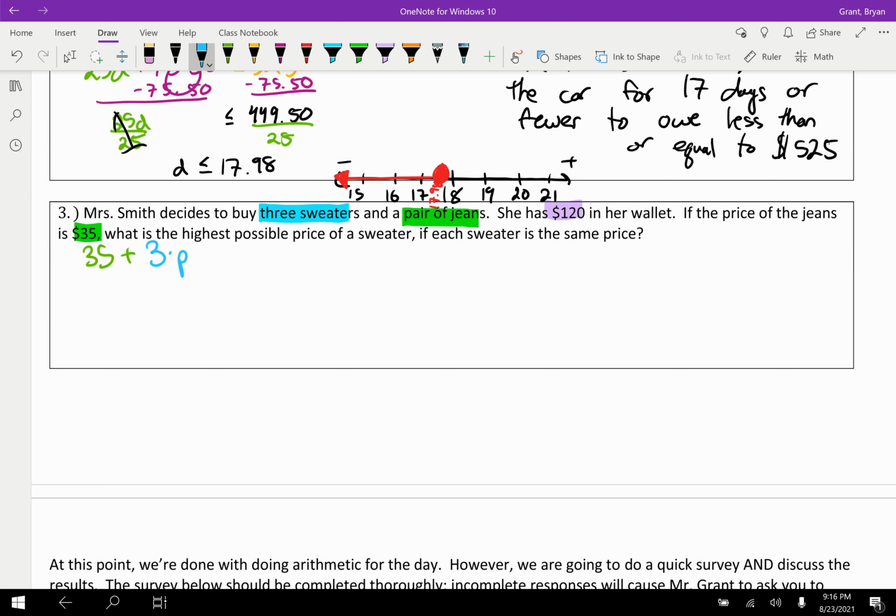I'll do P. And the reason I'm choosing P and not S is because my S's look like 5s a lot of the time, right? If I do an S versus a 5. So I tend to move away from that variable. So $35 for the jeans plus 3 times whatever the price is of the sweaters. And if she has $120 in her wallet, she doesn't have to spend that full $120. But she can spend up to it. So maybe I would say less than or equal to $120.